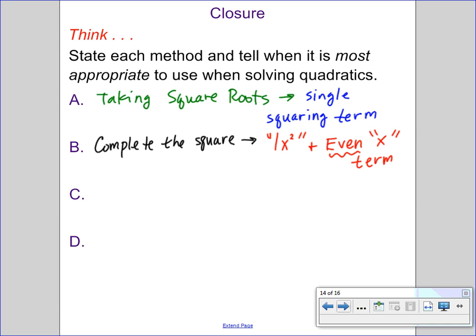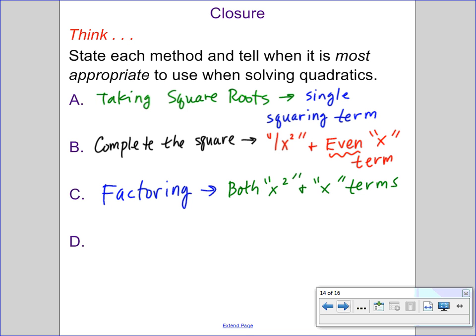Factoring. Factoring was appropriate when you had both an x squared and an x term, but I recognize the factors. And lastly, the formula is so famous, it uses the type of equation for which it's able to solve. What's the final method? Quadratic formula. Good. Quadratic formula.